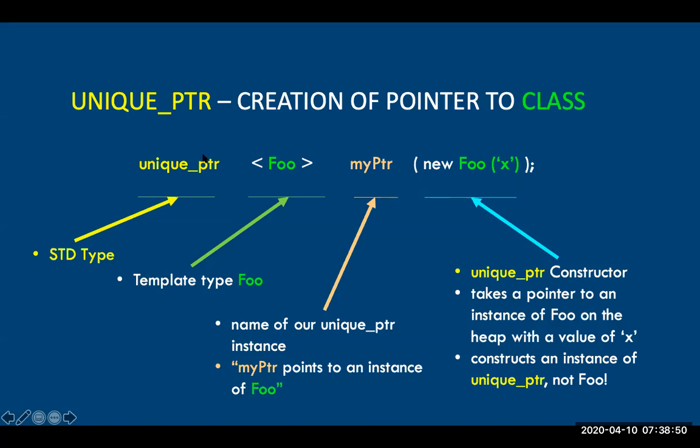The unique pointer manages a pointer. So we would not be trying to pass in Foo(x). We would be passing in new Foo(x) all the time here, right?